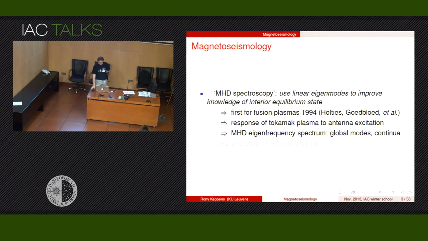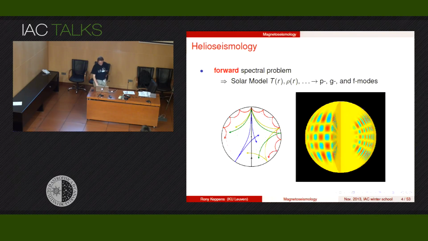And it has given an enormous amount of information about the various ways in which, if you are happy with an ideal MHD description of the plasma, this plasma can shake and become unstable. And it is the magnetohydrodynamic analog of helioseismology.